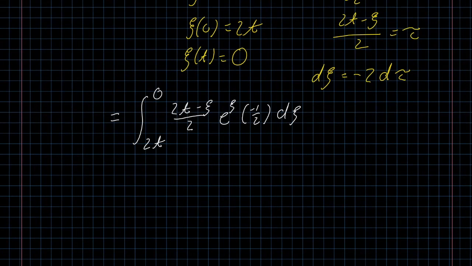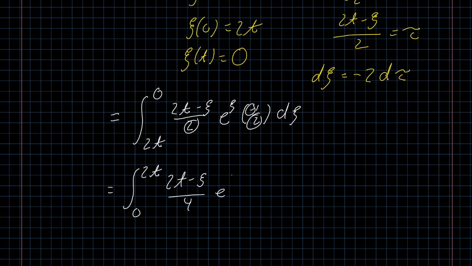A little bit more cleanup here. Remember a property of integrals: taking the negative of a definite integral changes the limits of integration. So I can take that negative and use it to rewrite this as the integral from 0 to 2t, which is more the shape that we are accustomed to seeing. I can take the 2's here and combine them together. So I've got 2t minus xi over 4, e to the xi dxi.